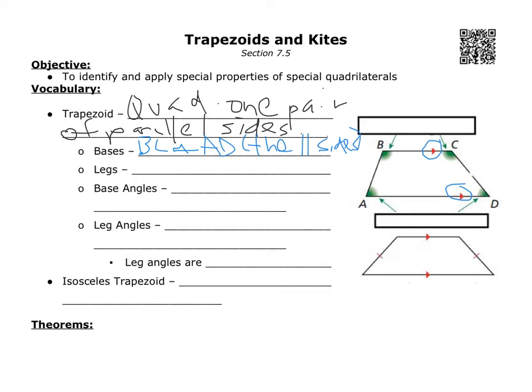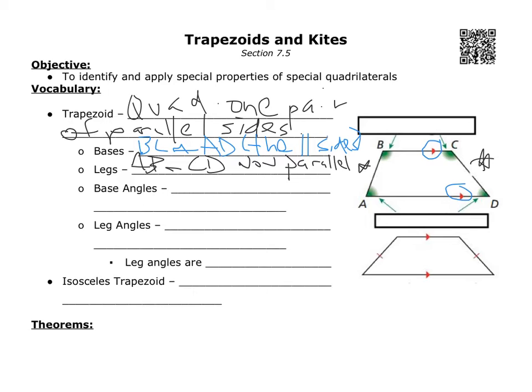Okay, and then the legs are your remaining parts. So you have AB over here, and I'll put a star by AB and a star by CD, because those two sides are the legs of the trapezoid. Those are the two sides that aren't parallel to each other. So we might put here in the blank that AB and CD are the legs, or the non-parallel parts, however you want to word that.